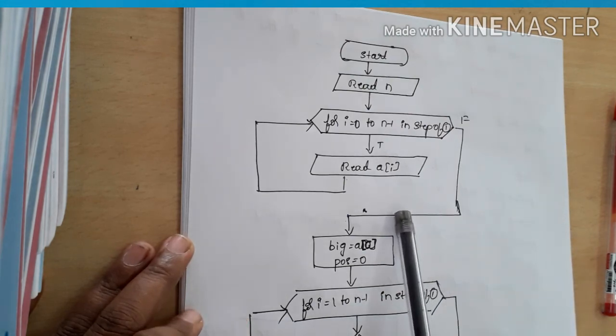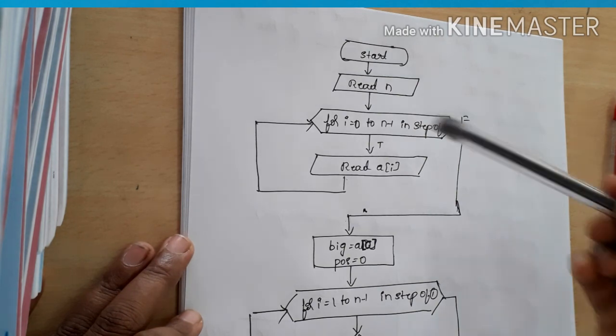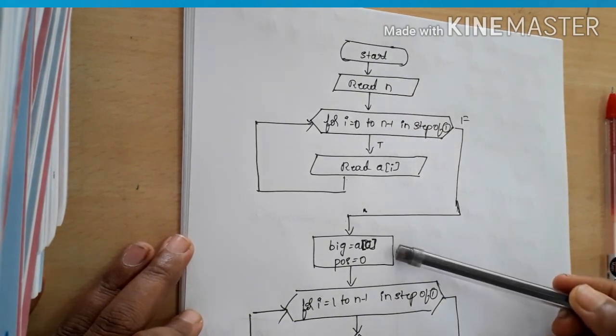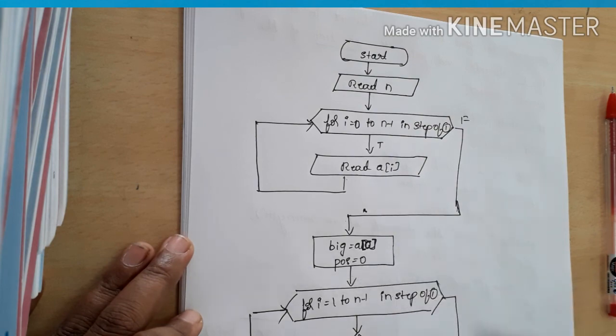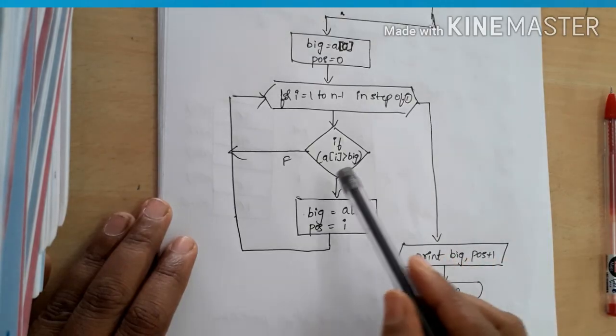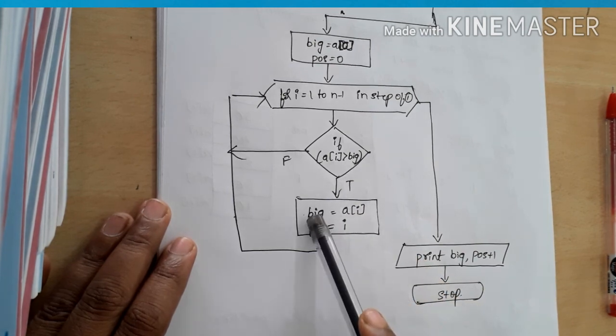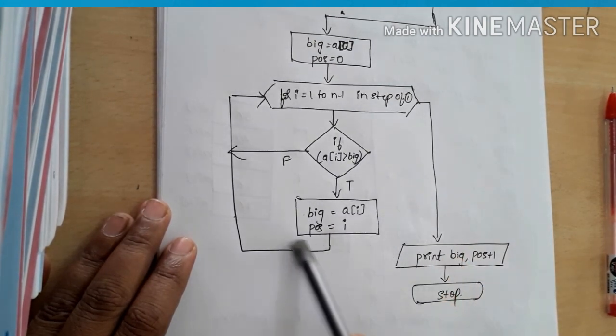This is the flowchart for this program. Read n, then input n elements to the array. Next copy the first element to big, 0 to position. Next compare u of I with big. If it is greater than big, copy u of I to big. You should repeat it for all the elements of the array except the first element.